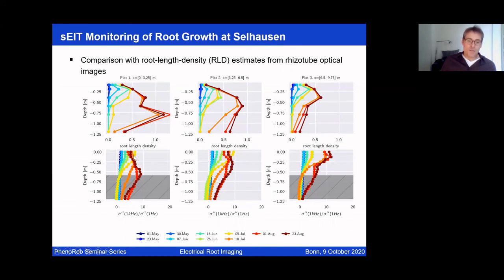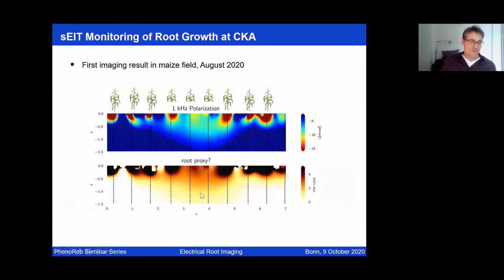And if we compare this with the results that we got from the optical images in the rhizotubes, then we basically see nice correspondences in the qualitative behavior of these data, both over depth and over time. So this is, as we think, quite promising. And that's also the reason why I think that Valentin, now our PhD student pursuing the method in particular at the field scale, is probably excited about this result that was also shown at the advisory board meeting.